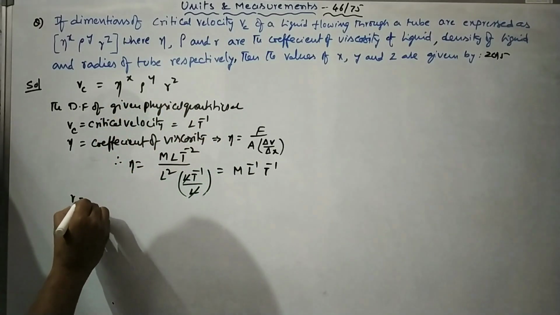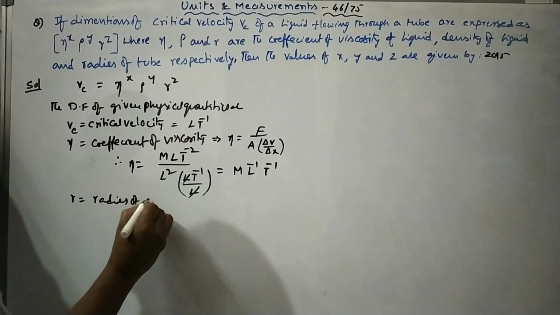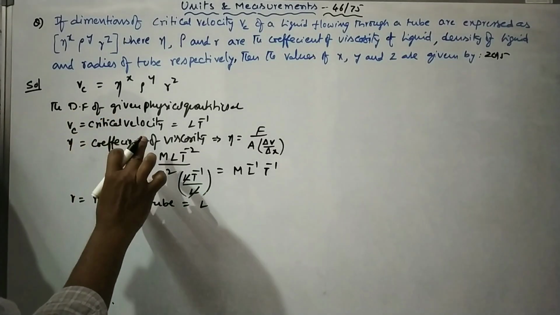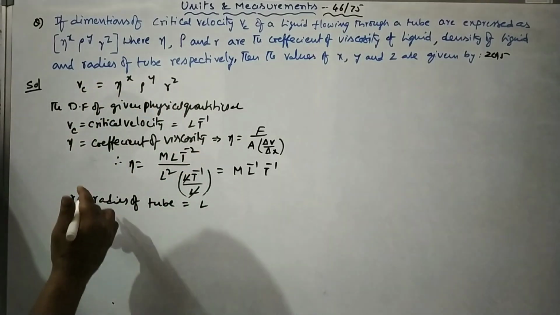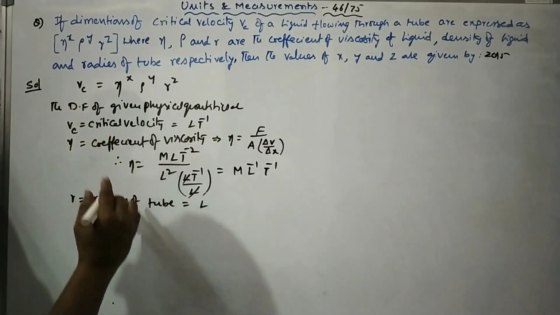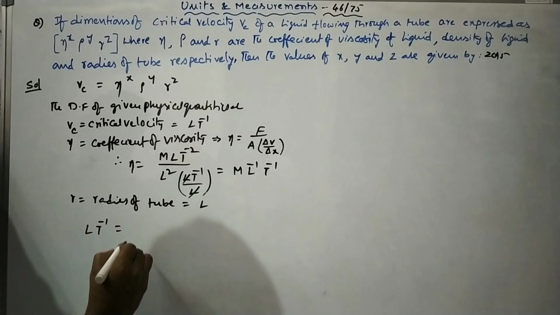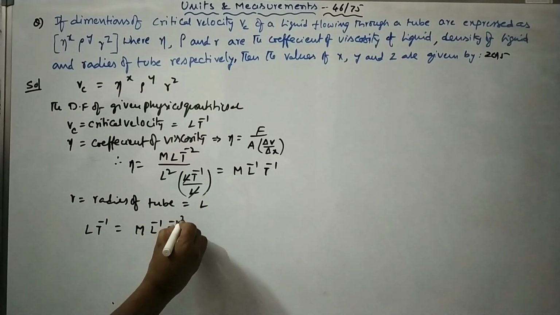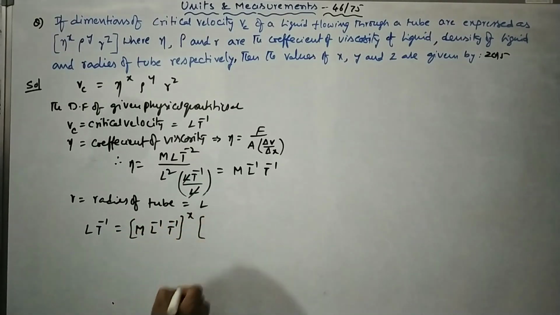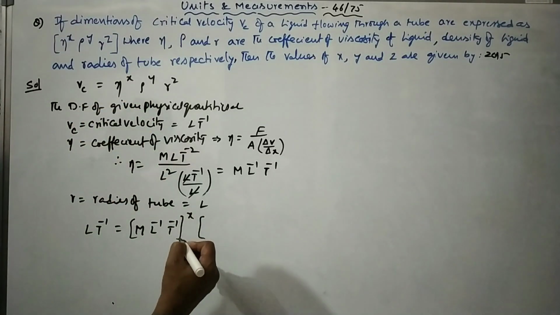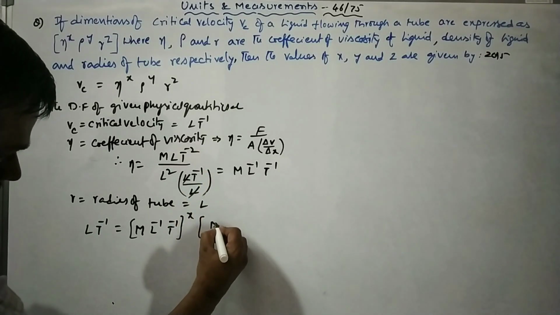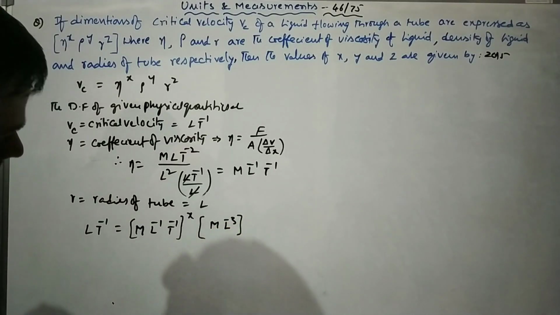Next, r is the radius of the tube of flow, which is equal to only L. Now write the dimension formulas for the LHS as well as RHS physical quantities. The critical velocity L t power minus 1 is equal to the coefficient of viscosity, m L power minus 1 t power minus 1, whole power x. Next, density to the power y. What is the density? Density is mass by volume, that means m L power minus 3.